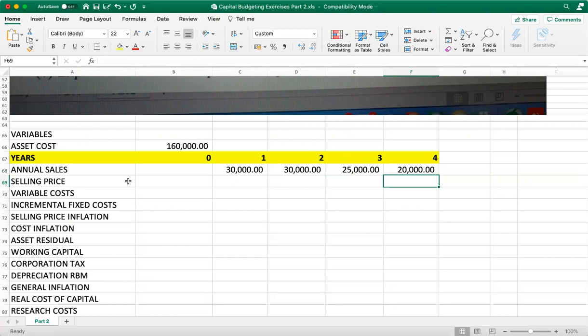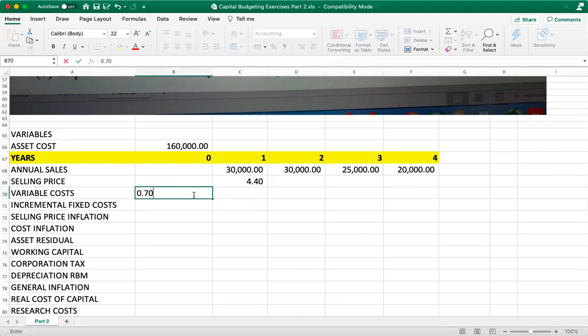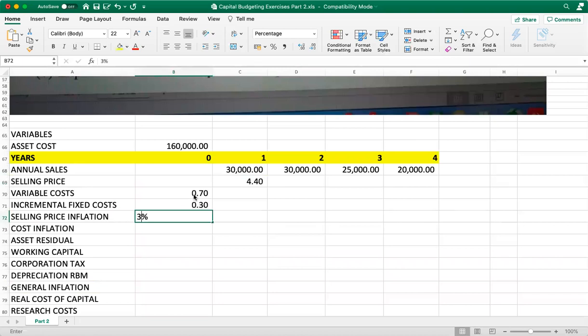Next, we have the selling price. Selling price is $4.40 per unit. We'll then inflate this later. We are simply putting in the variables, which will then link and compute the required numbers. Next, we have variable costs. The variable costs per unit are 0.70. Incremental fixed costs are 0.30. Then next, we look at selling price inflation. We are told selling price inflation is 3%. So 3%.